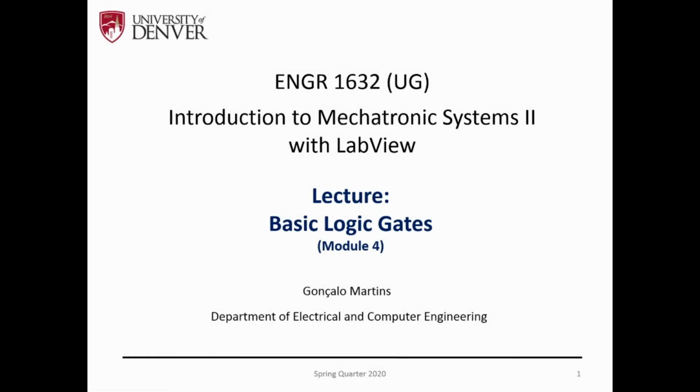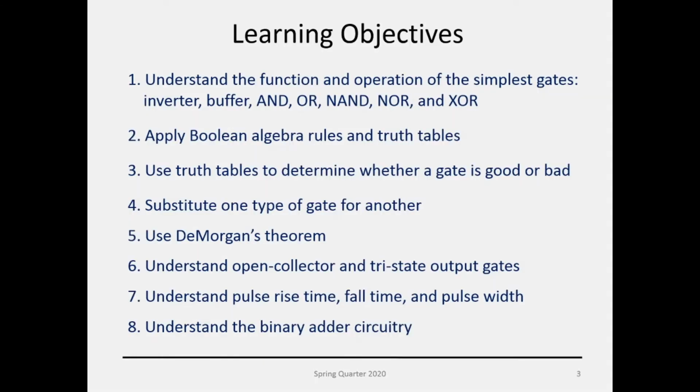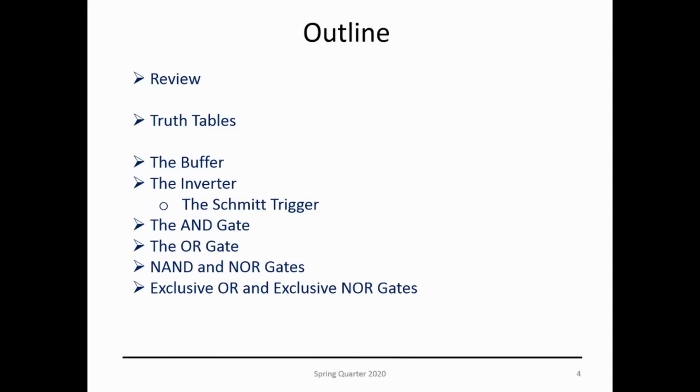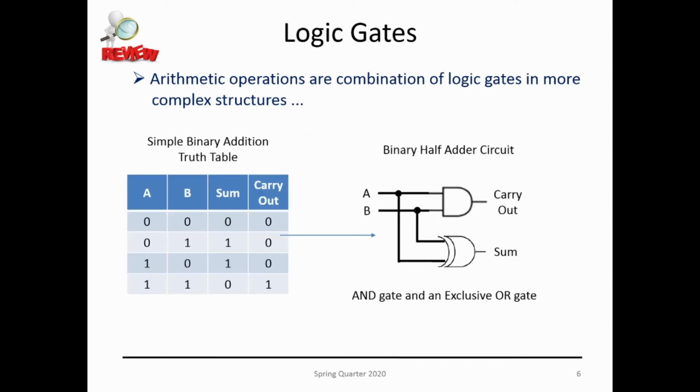Let's continue this review of basic logic gates. Same thing, information chapter number 3 and chapter number 2 PDFs provided on Canvas. And we just went through the different types of logic gates that we can have, 7 basic logic gates. And we know that we can use them to implement some arithmetic, some addition, for example.